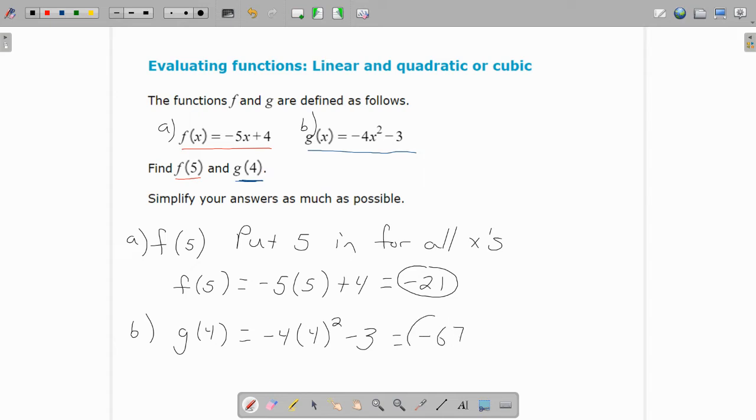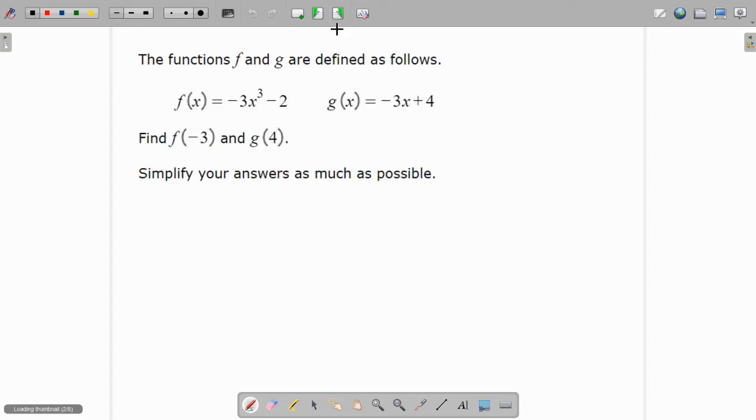That was a little harder to do in your head. All right. So we're just plugging in. That means that's what evaluating functions means. You're plugging in a value to figure out what the function's value is at that x value at that point. All right. And here's one more. If you want to pause it and try it, go ahead. I'm going to continue on.